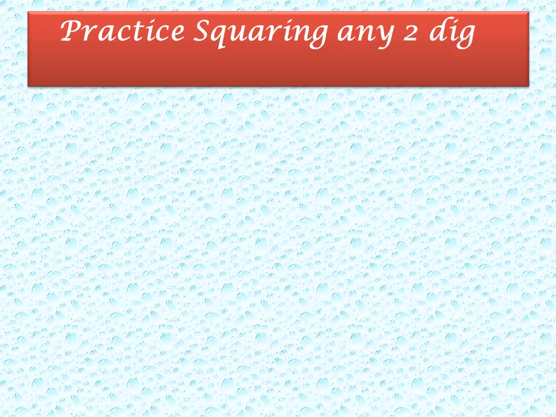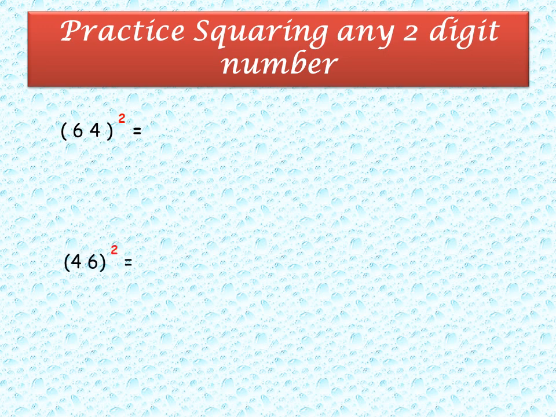So let us practice this squaring of any 2-digit number with a few more examples. First one is 64 square, and the second one is 46 square. So you have to try to solve this within 4 seconds, friends. So now we will see the answer.